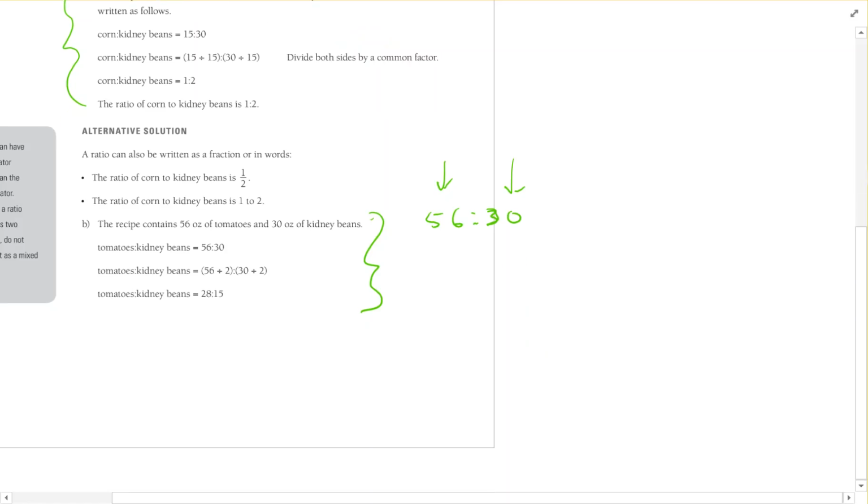So for now, what I'm going to do is divide that by 2 and divide that by 2. When I put a line over top of 2, that's the same thing as saying divided by 2, right? So let's go 56 divided by 2. That's 28. 30 divided by 2 is 15. And now that I'm at this point, that's as low as I can go, right? There's nothing that I can divide 28 and 15 by. So that's my answer.